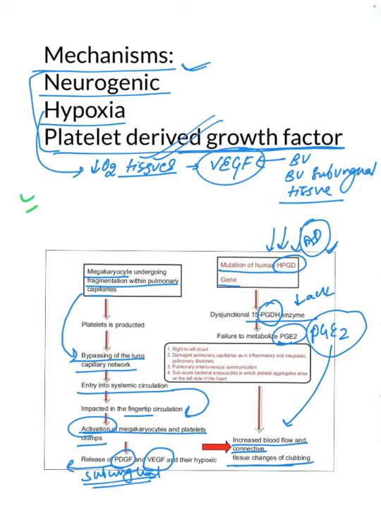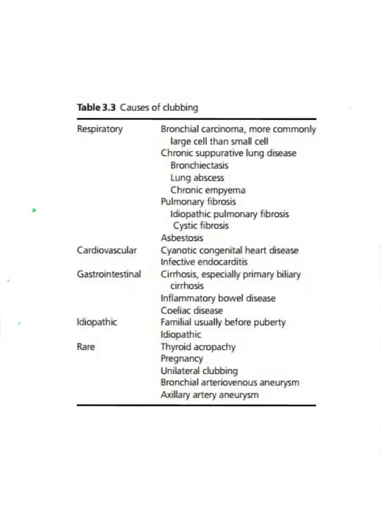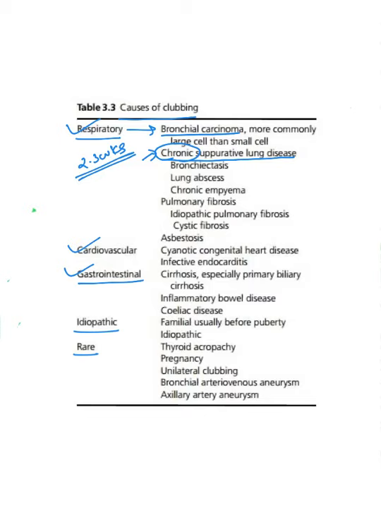Coming to causes of clubbing, there are respiratory causes, cardiovascular causes, also gastrointestinal causes of clubbing, and some idiopathic and rare causes. In respiratory, to break it down further, bronchial carcinoma and chronic suppurative lung diseases. Chronic is a very important term here because it takes 2 to 3 weeks for clubbing to develop. So any acutely infectious or hypoxic process cannot lead to clubbing. For example, an acute pneumonia cannot cause clubbing.